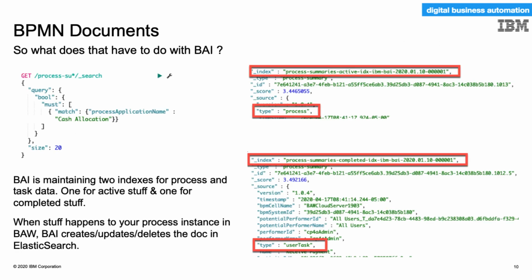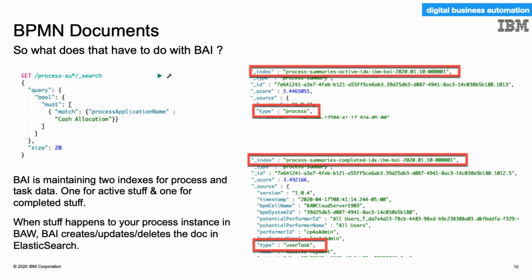Okay, so let's leave our vehicles behind now and come to BPMN Documents. Now, if I issue a GET against the underlying process summary indexes in Elasticsearch, it will return results like this. And what this tells me is that it's storing documents in a couple of different indexes: process summaries active and process summaries completed. So essentially what BAI is doing, it's maintaining two indexes for process and task data, one for active stuff and one for completed stuff.